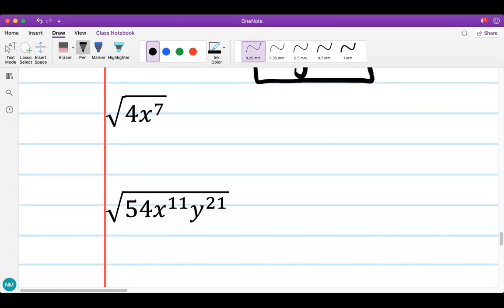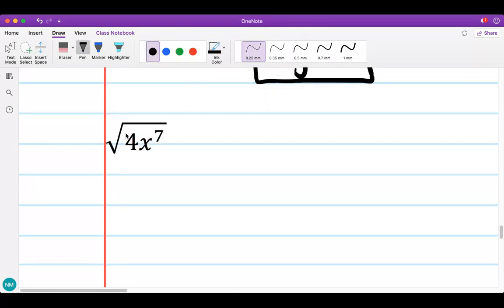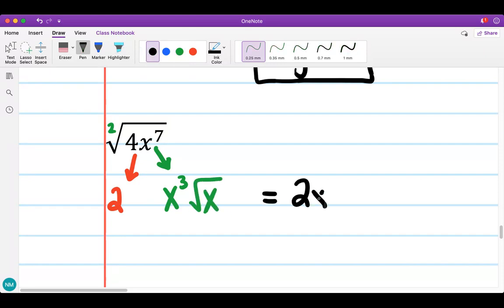Okay, what happens when numbers are involved? Well, when numbers are involved, it's the same thing. You split it up and do each thing separately. So I'm just going to do it from here. The square root of 4 is 2. That's easy. And the square root of 7, again, this is a 2. So 2 goes into 7 how many times? Well, 2 goes into 6 3 times. So we have x cubed. And then how many are left? 1. And so my final answer is going to be 2x cubed radical x.